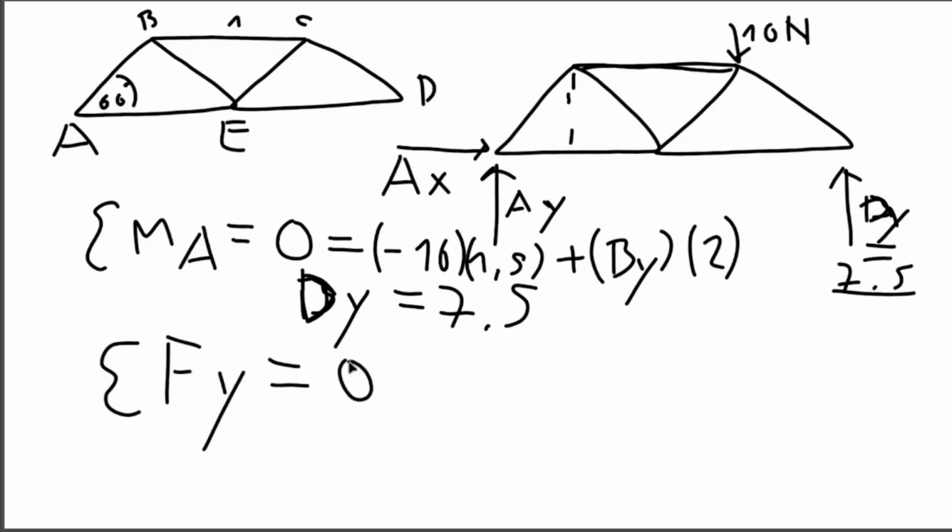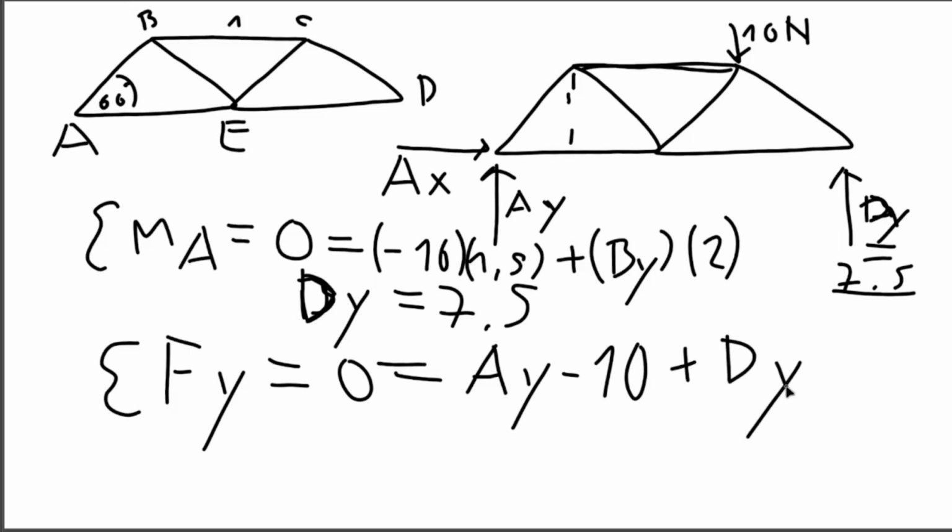So all has to be 0. What we have available is ay going up, that's plus, minus 10 going down, it's minus, and plus dy. So dy, and we know dy is 7.5 already anyway. So ay is 2.5. And it's going up. That was also guessed right.